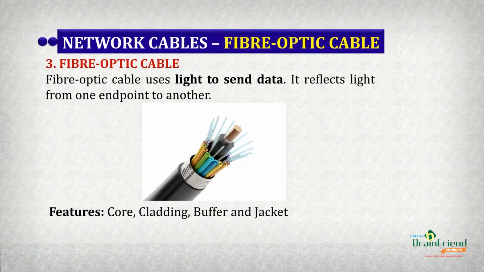And the final type of network cable is the fiber optic cable. The fiber optic cable uses light signals to send data. These light signals are transmitted from one endpoint to another. The fiber optic cable is made up of the following components: a core, cladding, buffer, and jacket. This is a typical example of a fiber optic cable.